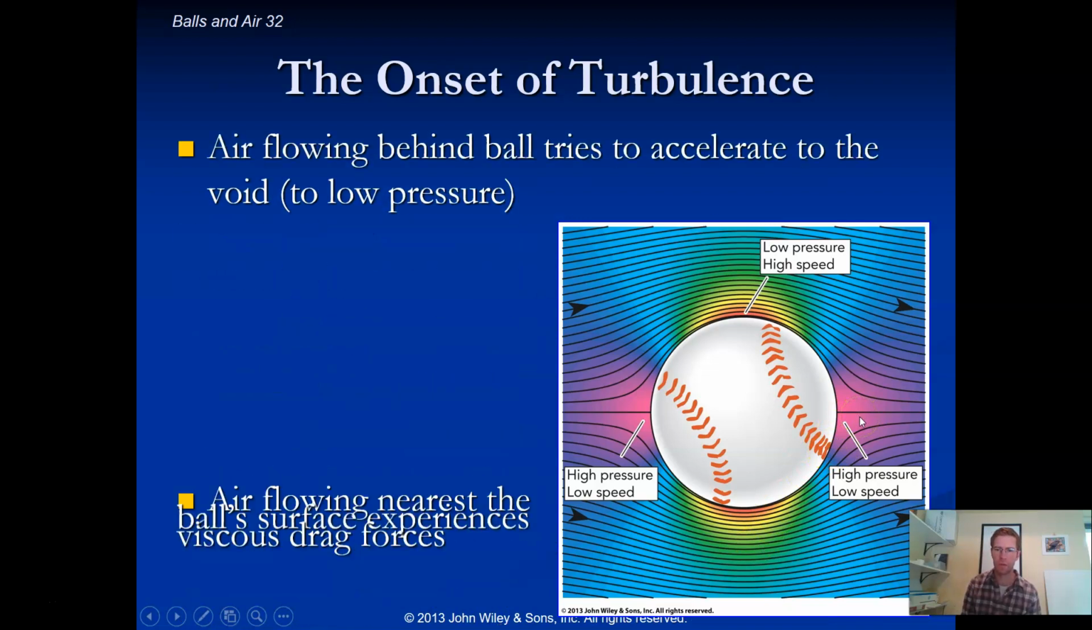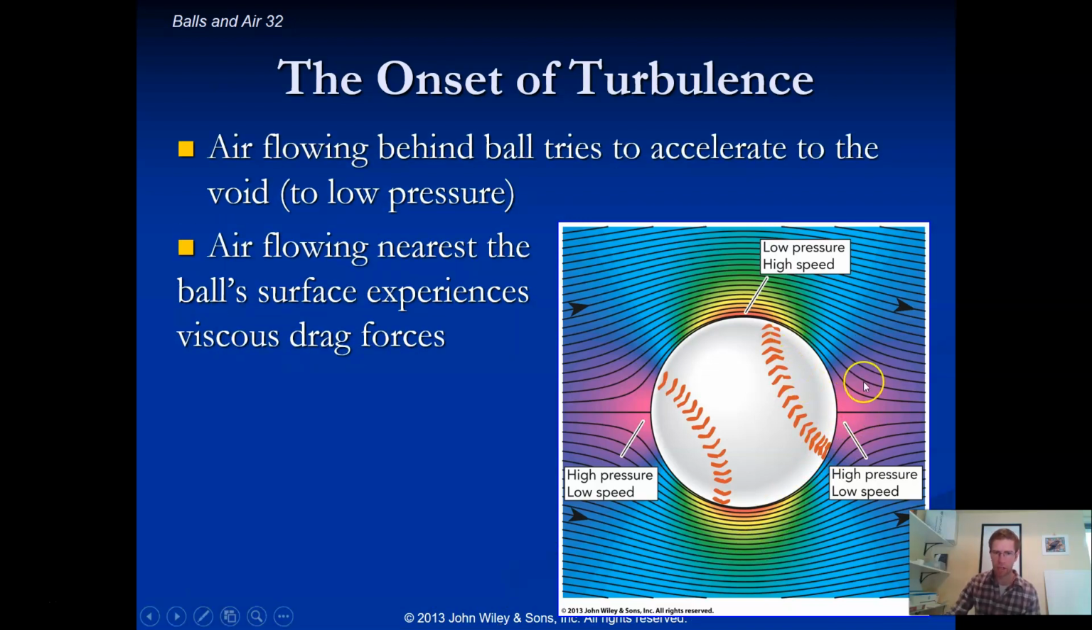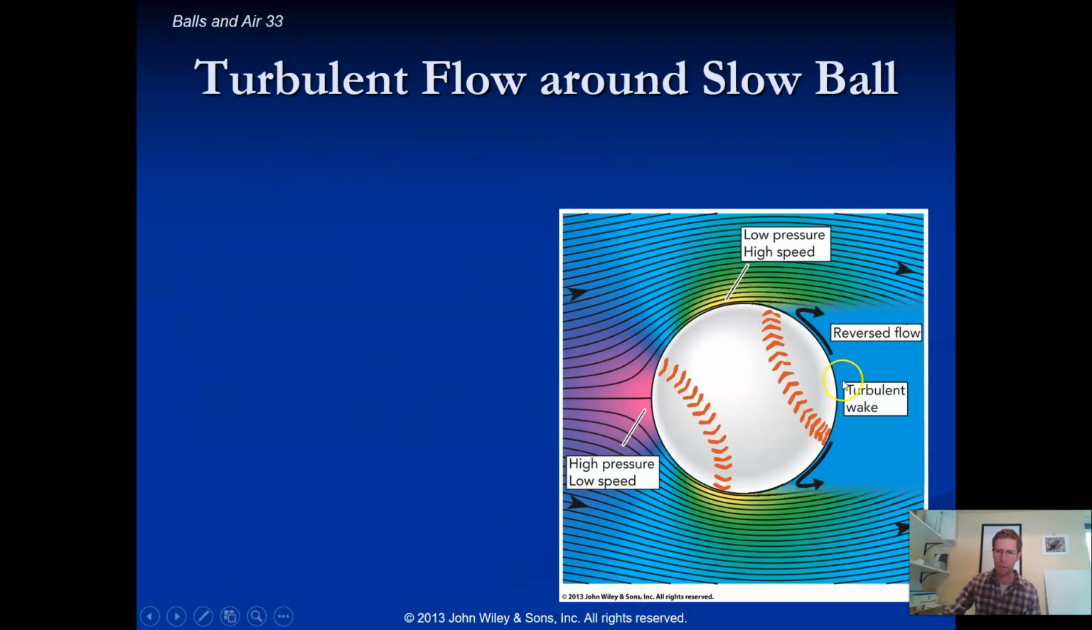So if the ball starts moving faster, as the air tries to rush in back behind the ball, turbulence will be generated. All right, so what happens is you now get this chaotic flow. Now these lines, because they'd be going in all different directions, the turbulent wake is just going to be shown as a broad blue spot without any smooth lines, because there's no streamlines since everything's moving chaotically.